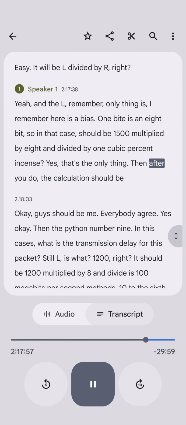That's the only thing. Then after you do the calculation, it should be B. Okay, guys, should be B. Everybody agree? Yes. Okay.